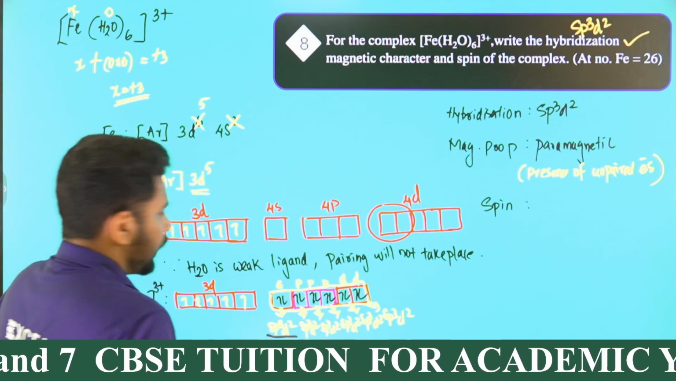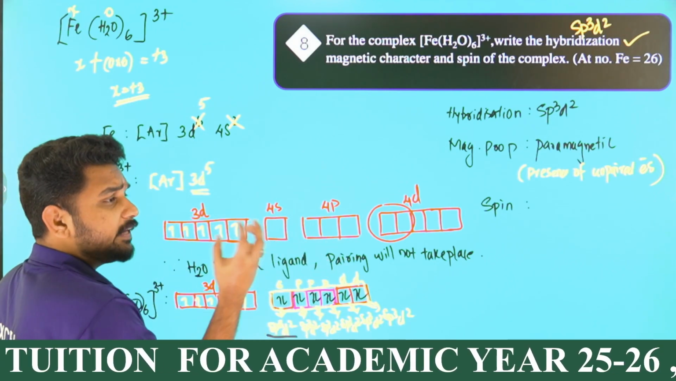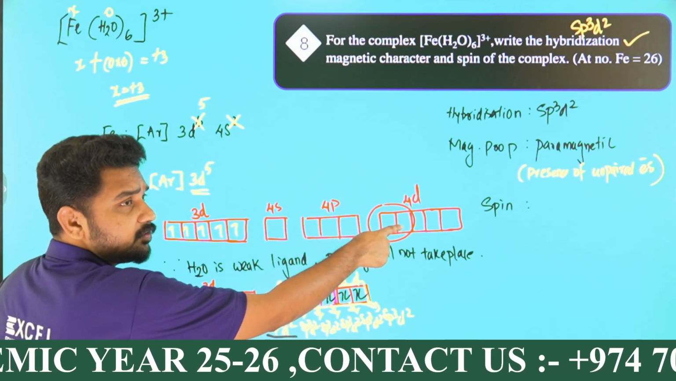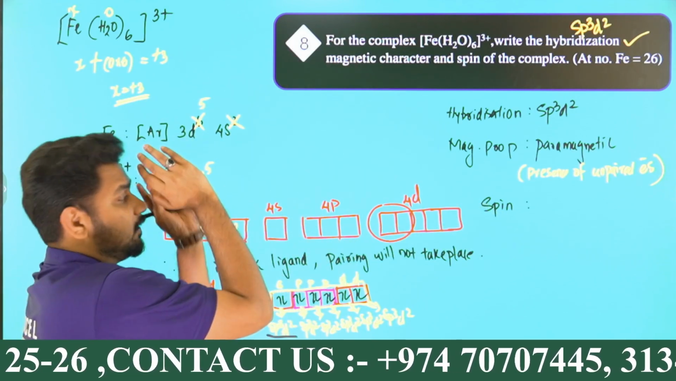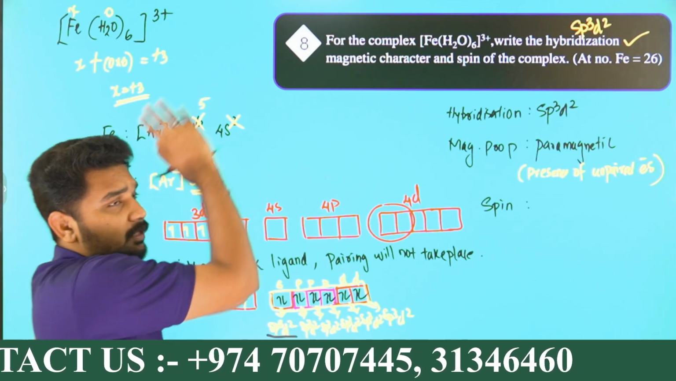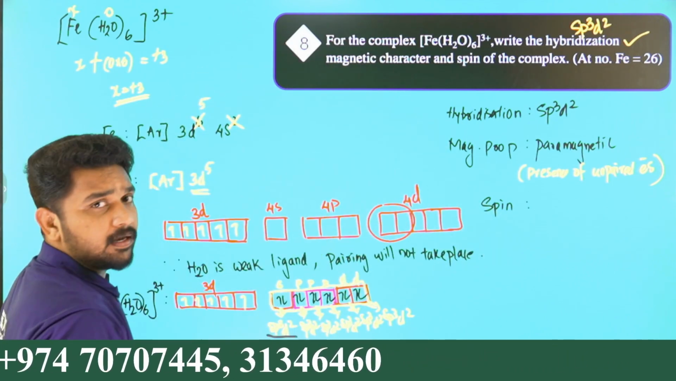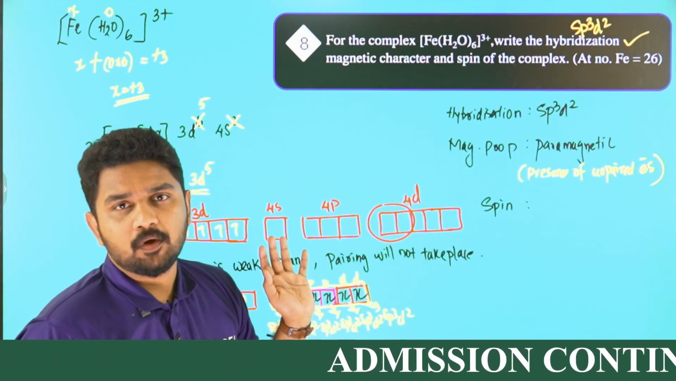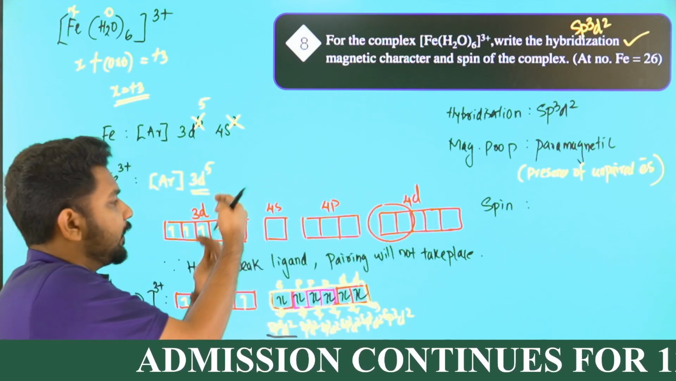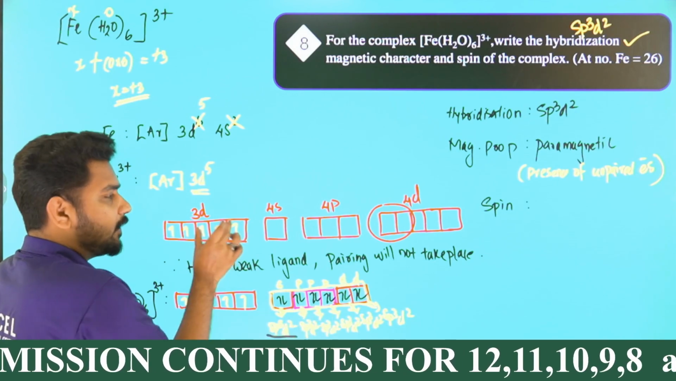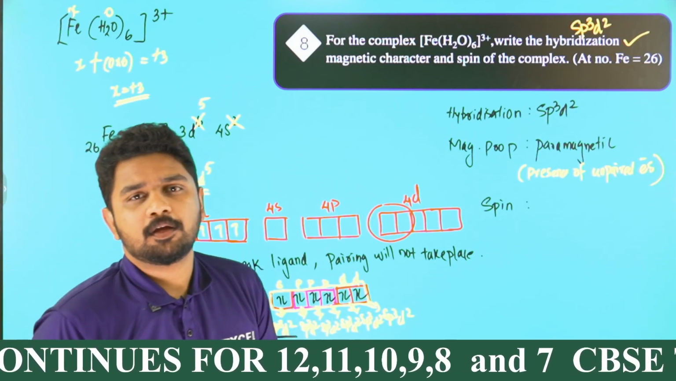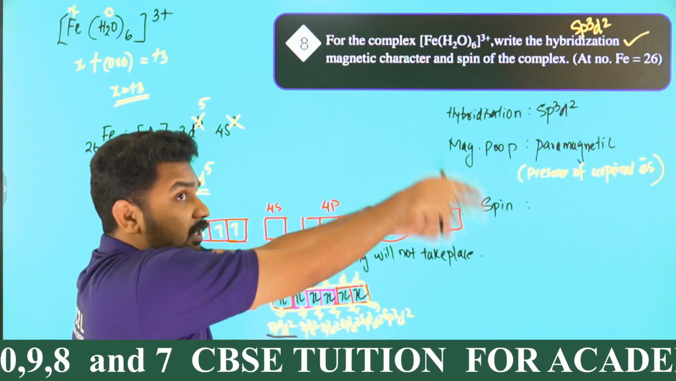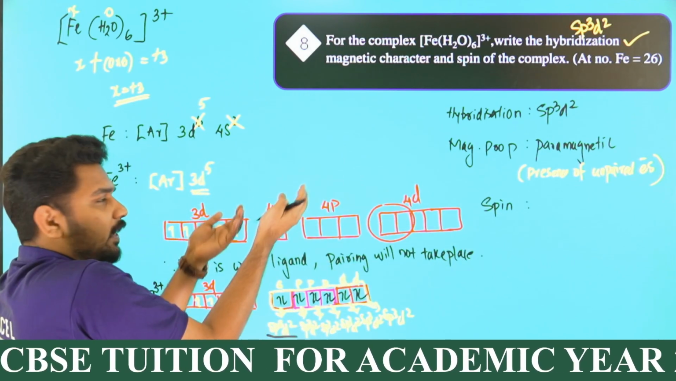There is a trick, I will tell you. Here you can see what type of d orbital we used. It's not 3d, we used 4d. 4d means the outer d orbital, and 3d means the inner d orbital. If you are using the outer d orbital, you can call it an outer orbital complex or high spin complex. If you are using the 3d orbital for hybridization, then you can call it a low spin complex or inner d orbital complex.